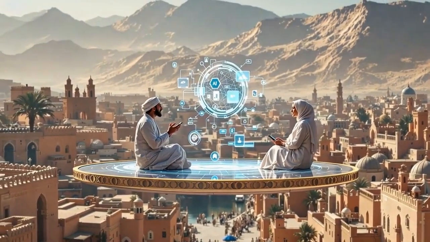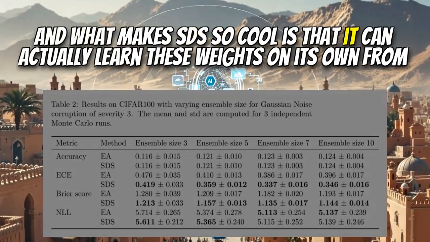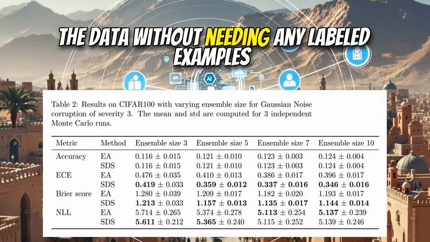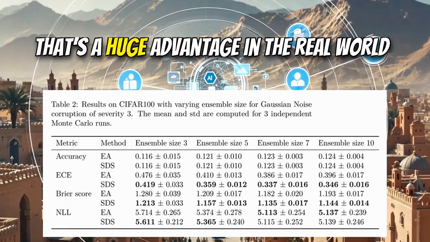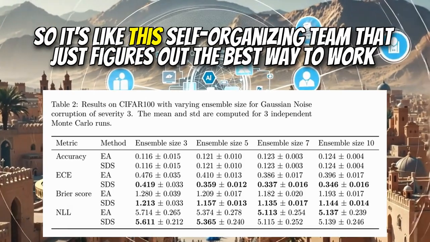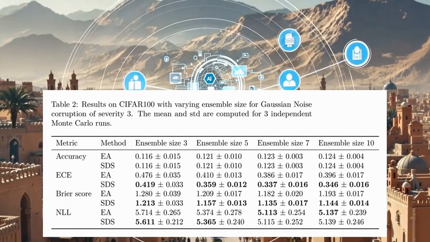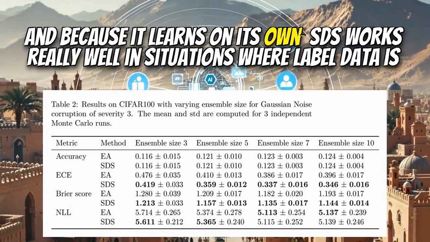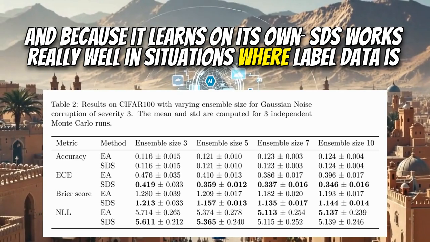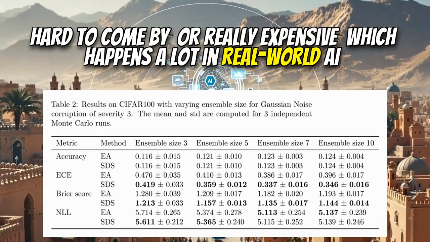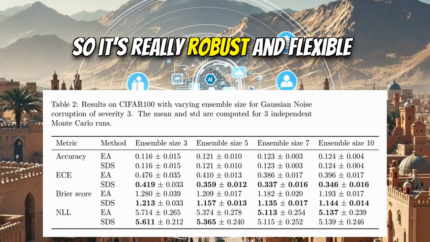Yeah, that's the idea. And what makes SDS so cool is that it can actually learn these weights on its own from the data without needing any labeled examples. That's a huge advantage in the real world. So it's like this self-organizing team that just figures out the best way to work together. Exactly. And because it learns on its own, SDS works really well in situations where labeled data is hard to come by or really expensive, which happens a lot in real-world AI. So it's really robust and flexible.